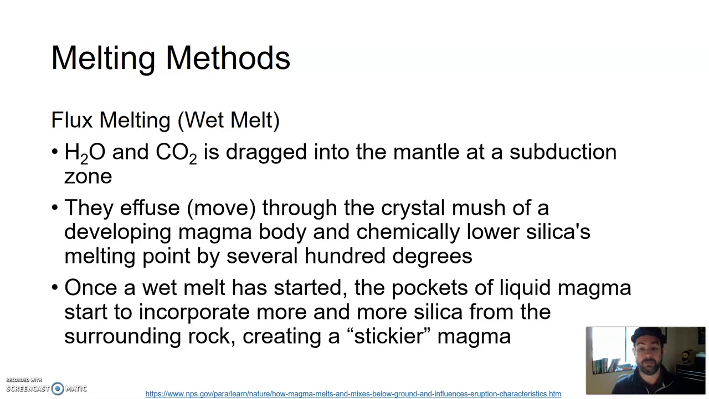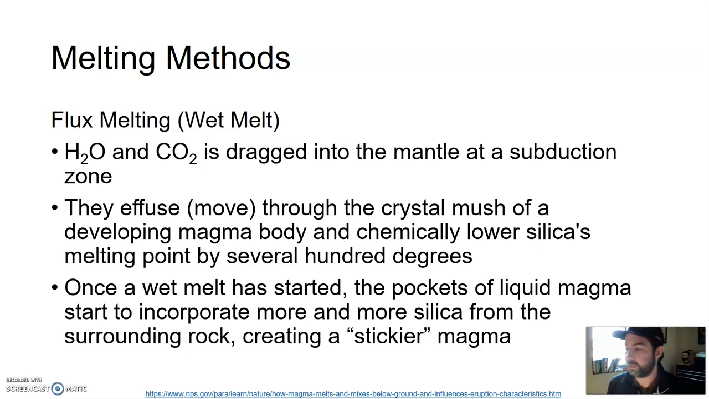When it does, the pockets of liquid magma start to incorporate more and more silica from the surrounding rock, like quartz and olivine and a number of different minerals, creating a stickier magma. The more silica-based minerals, like quartz, the most common mineral in the Earth's crust, that we add into a magma, the stickier it becomes. And that then begins to dictate the type of magma, which will dictate the type of volcanoes created, which will dictate the explosivity of the volcano, which will dictate the type of rocks that are made. There's a lot of dictations.